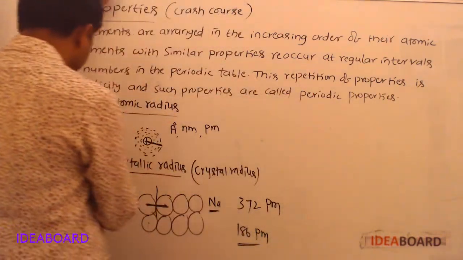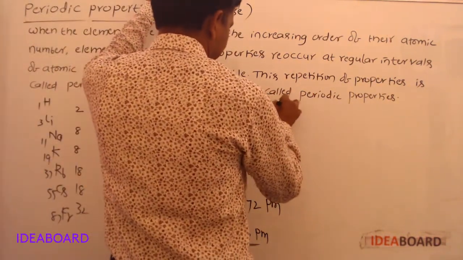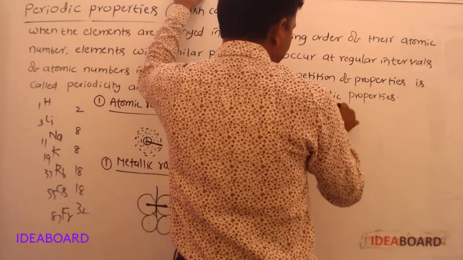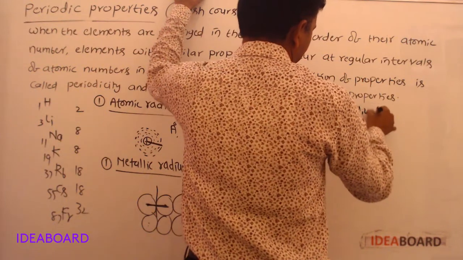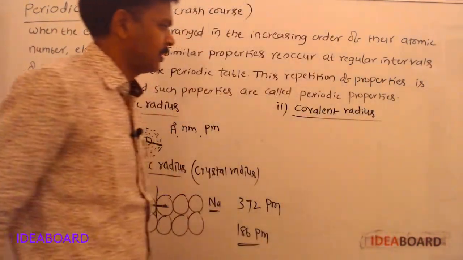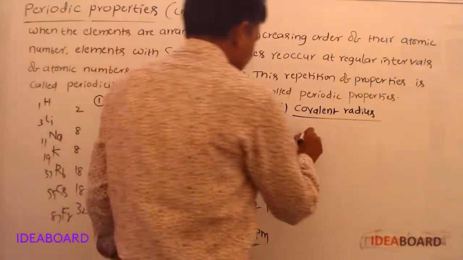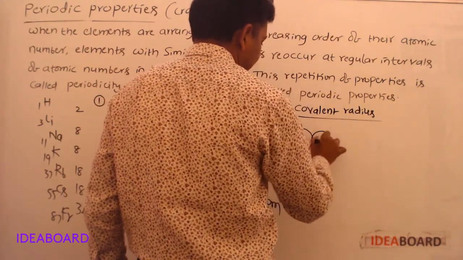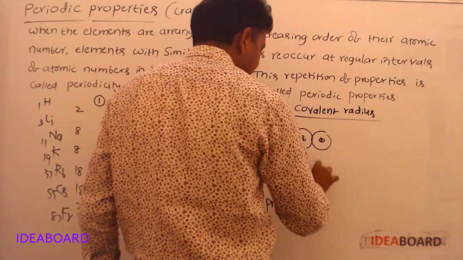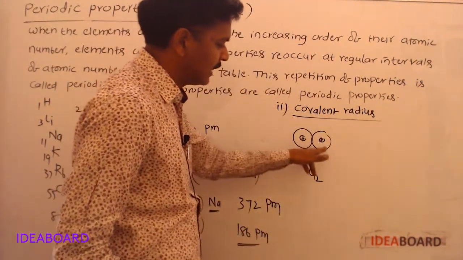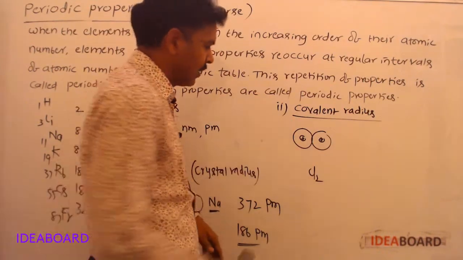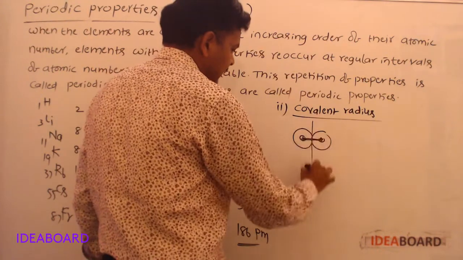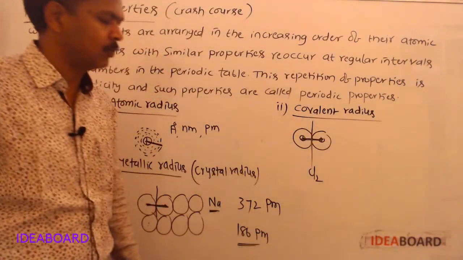Next, the second one, covalent radius. If we take one chlorine molecule, this is Cl2 molecule. These are chlorine atoms. This is the internuclear distance. Half of this distance is called covalent radius of chlorine.